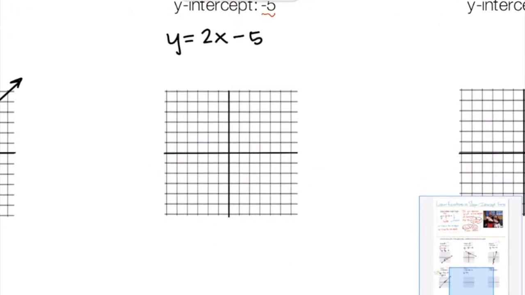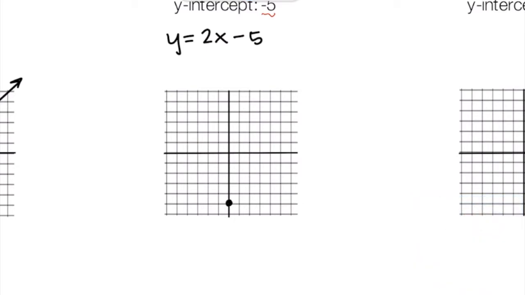Let's go ahead and plot the graph. So we're going to start with the y-intercept first, and then rise and run from there. Our rise is 2, up 2. Our run is right 1. And now we can connect our dots with a line.